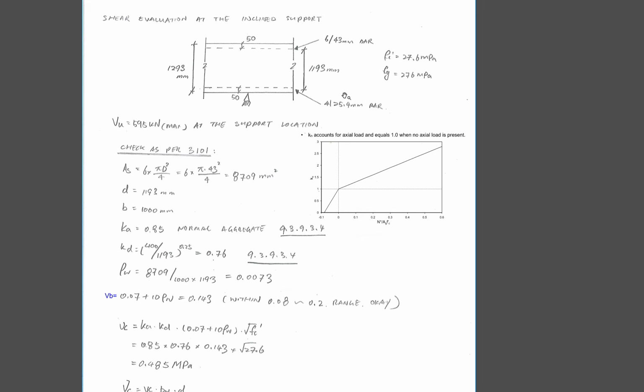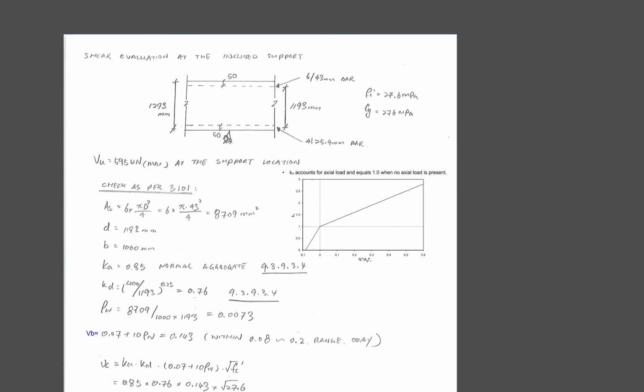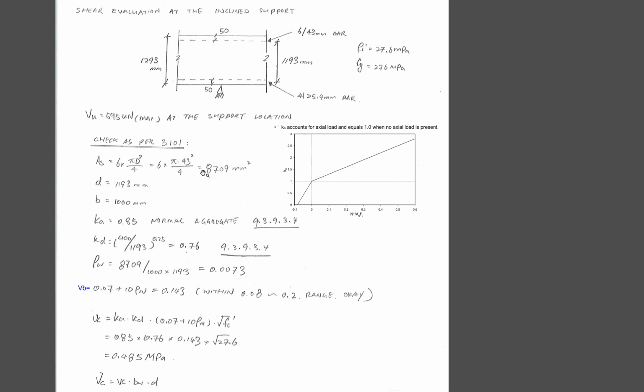And it is quite a deep slab. First of all, we're going to use NZS 3101 to check the shear capacity of that slab. What we're looking at here is a cantilevered section of the slab. Here we've got a maximum shear demand of 595 kilonewtons. But we also have a hogging moment right here, which we're going to use in our modified compression field theory to design the shear. But here, let's just look at the shear only.